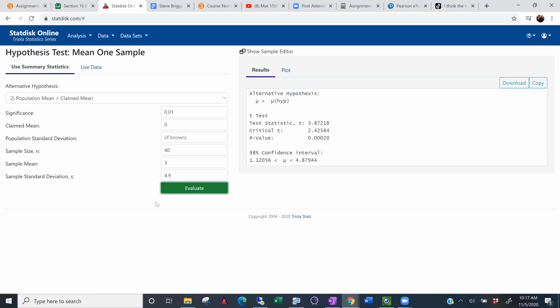So we get a t-test. Our test statistic is 3.8. But this is what we really need, the p-value. P-value is 0.00020.